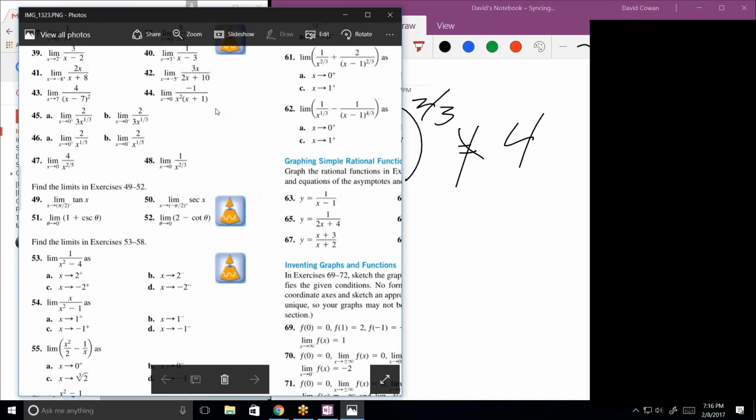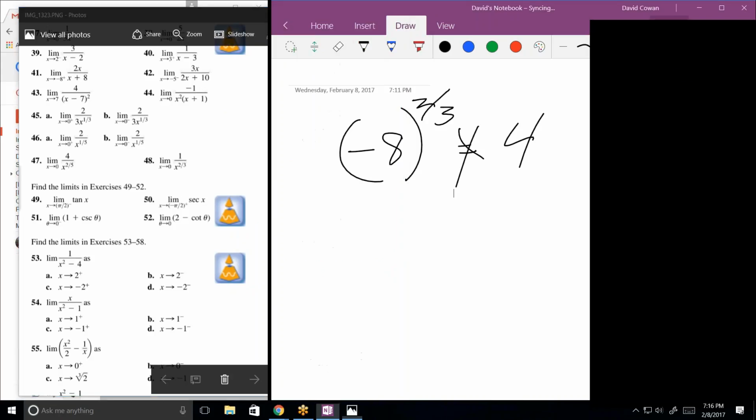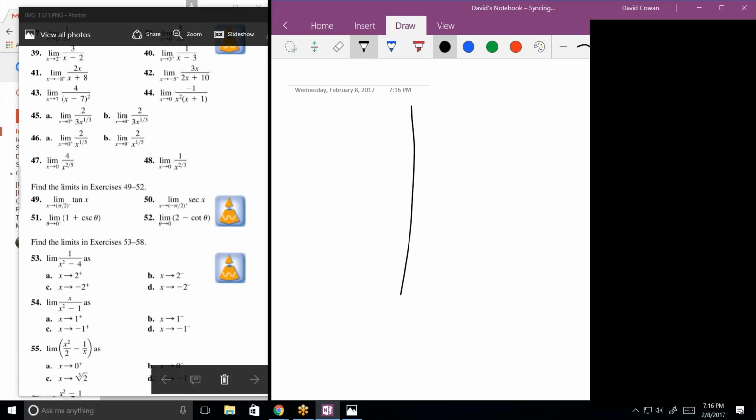49 next? Yes. Well, perhaps the best thing to do on 49 is to draw the tangent curve. We know it goes between -pi/2 and pi/2.